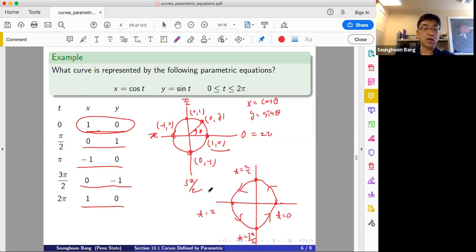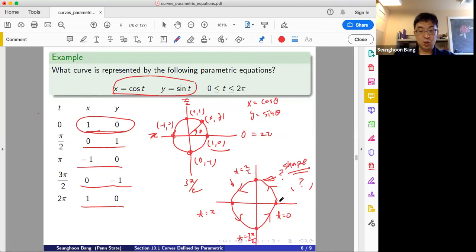One more. What's the shape of this graph? Do you know what the shape of this graph is? You can just sketch this graph. What kind of shape do you have? Could you write your answer on the chat board?